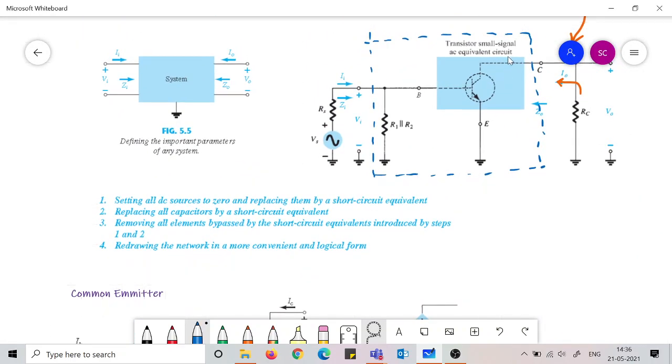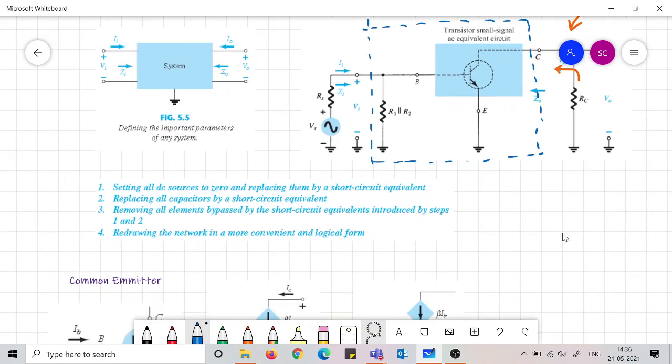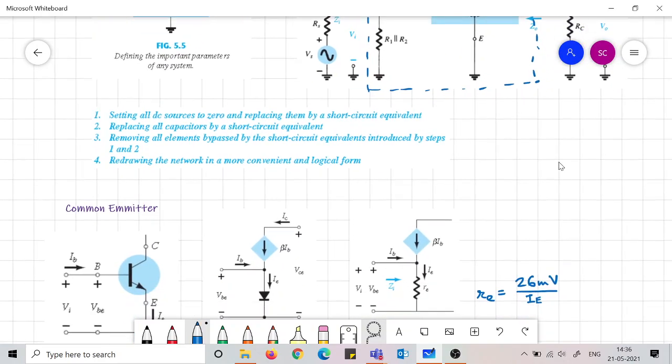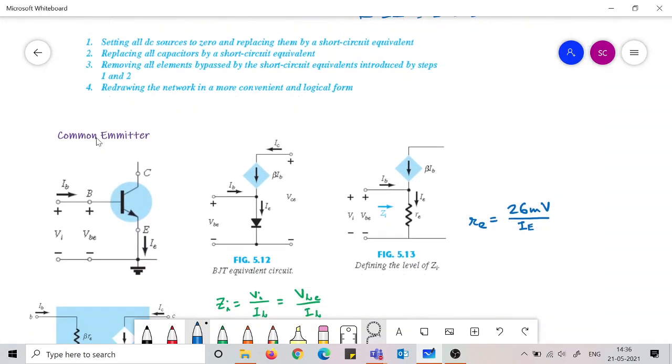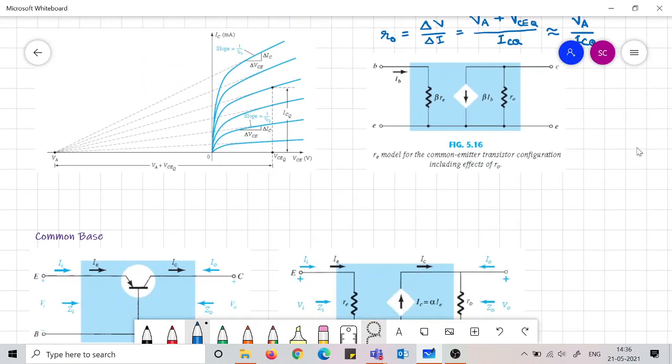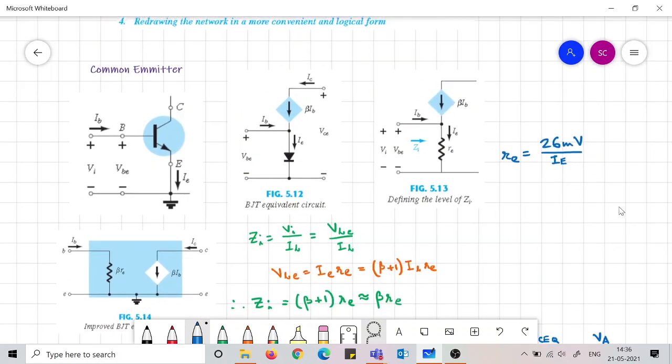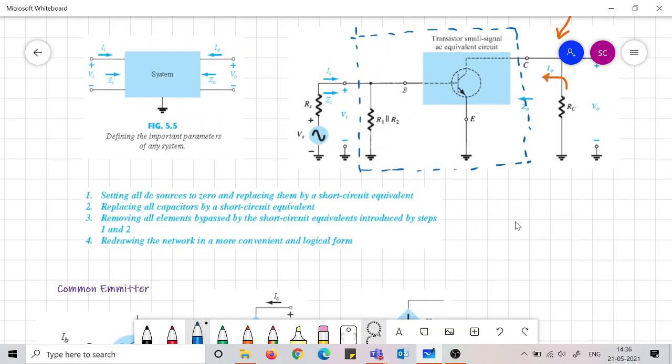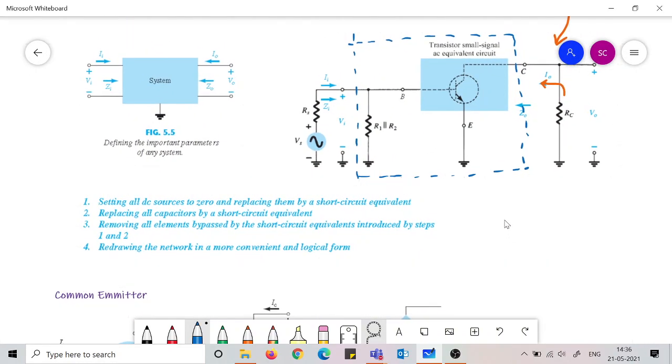Actually, first we also have to replace the transistor with a small signal AC equivalent circuit. That is what is shown here in the common emitter and common base, all these places. So that is what I was keeping in my mind. Sorry for that. So let us again come back here.